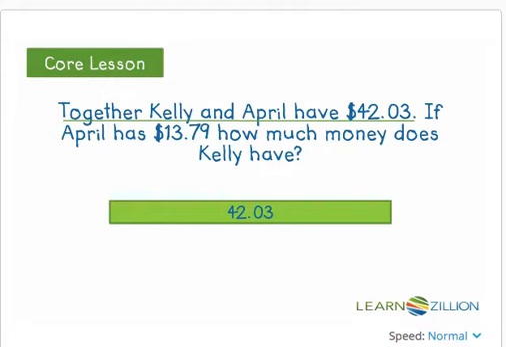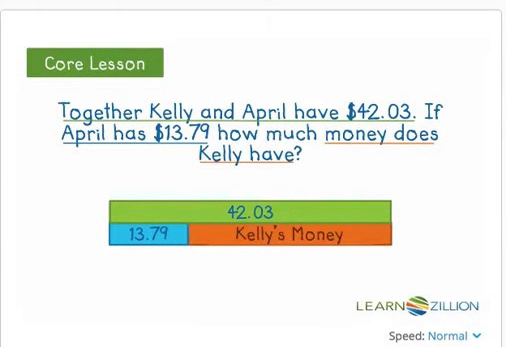Bar models do a great job of showing the relationship between a total and its parts. So if $42.03 is our total, what would be our parts? What April and Kelly have individually. So if April has $13.79, that would be a small bar, and we're left wondering how much money Kelly has. So our bar model shows that April's money plus Kelly's money equals $42.03.